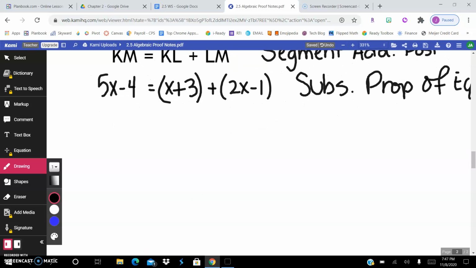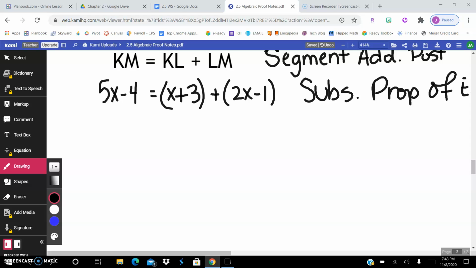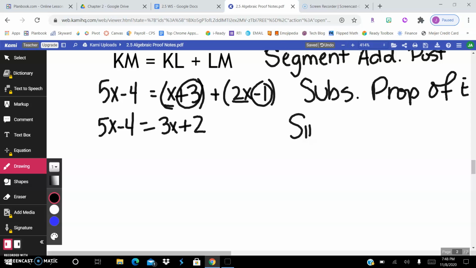And next, we are going to add together like terms here on the right-hand side. So x plus 2x would go together, and that would make 3x, and then a positive 3 and a negative 1. Positive 3 minus 1 would be a positive 2. And over here, we still are going to have 5x minus 4. So that is just simplify for my proof.